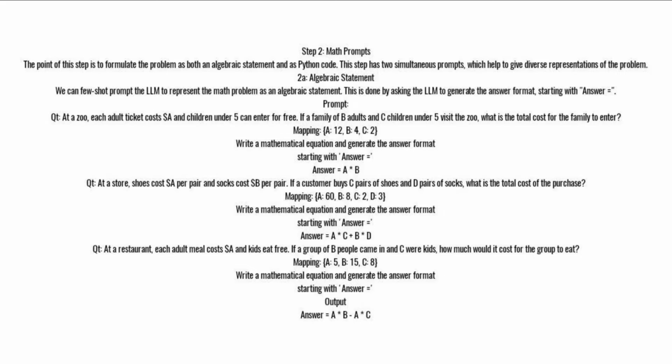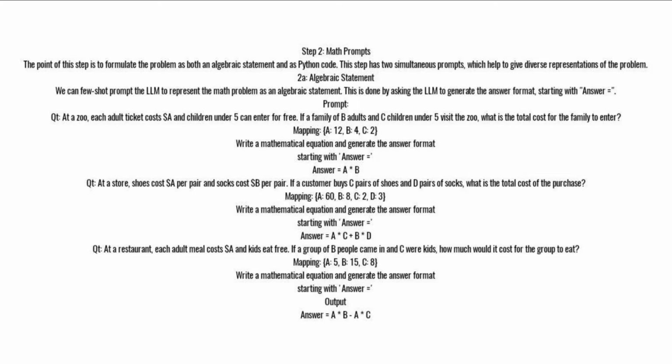Prompt. QT. At a zoo, each adult ticket costs $A and children under 5 can enter for free. If a family of B adults and C children under 5 visit the zoo, what is the total cost for the family to enter? Mapping: A, 12, B, 4, C, 2. Write a mathematical equation and generate the answer format. Starting with "answer =". Answer = A * B.